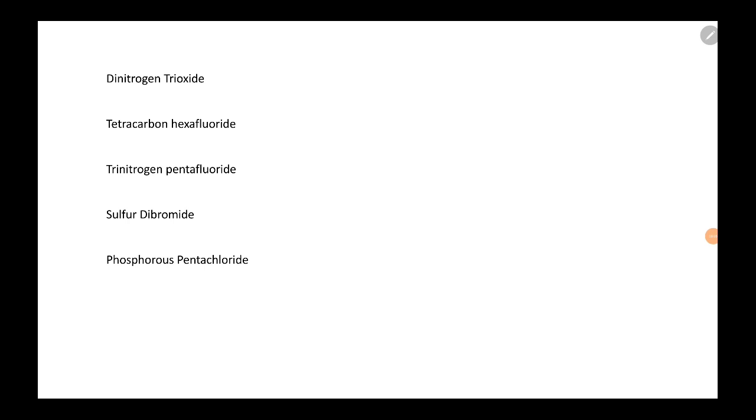Here we have some covalent formula writing from the names on this slide, and we are going to start with the name dinitrogen trioxide. Nitrogen has the symbol N, di means there are 2 of them. Oxygen has the symbol O, tri means there are 3 of them.